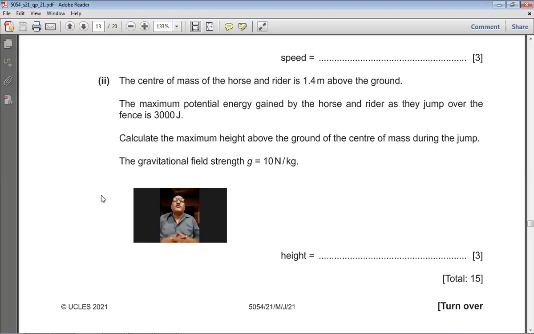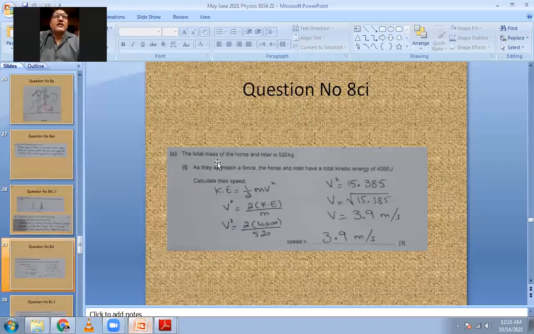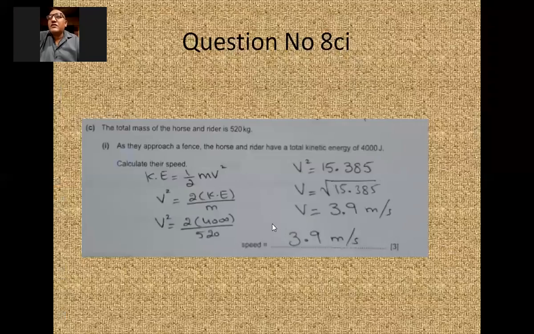You know the formula for the potential energy is mgh. So we know the potential energy, we know the mass, that's 520 kg. We know the g value, that is 10 newtons per kg. We can calculate how much height will be gained. And then I can calculate what is the total height. The rider is already 1.4 meters above the ground. Okay, so let's do the numerical. I can show you my work.